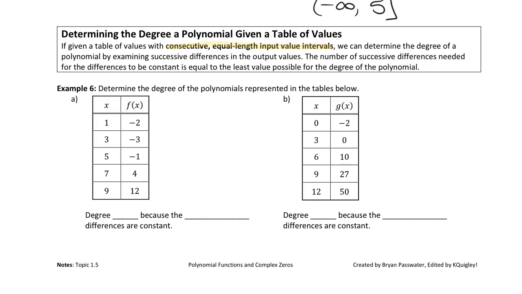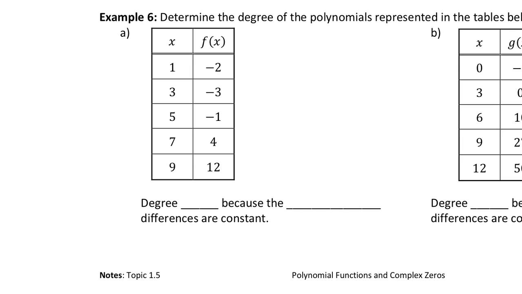we don't have to actually create an average rate of change for the entire table. What we can do is just find what are called the successive differences in the output values. Those are the words right here, successive differences in the output values. You did do this in Algebra 2 at some point, where you just found how many times it takes you doing the differences to determine the degree of the polynomial. So for example, since they're consecutive equal length input value intervals, I don't have to do average rate of change.